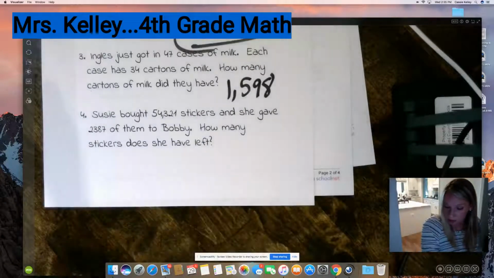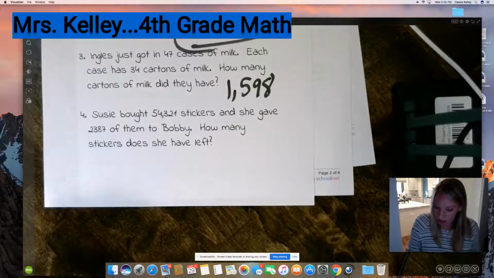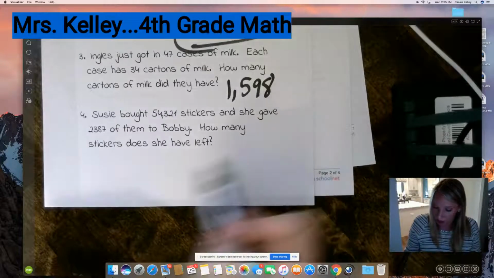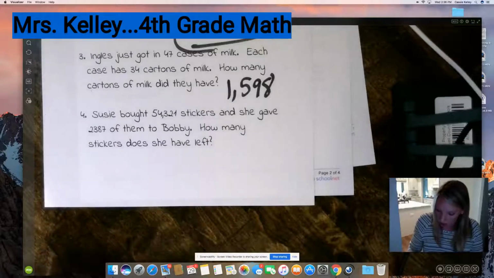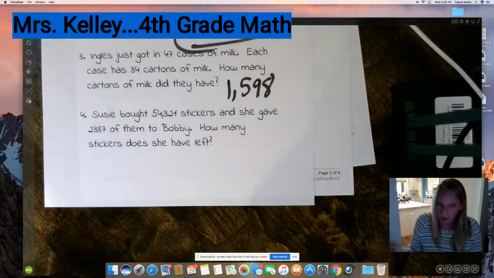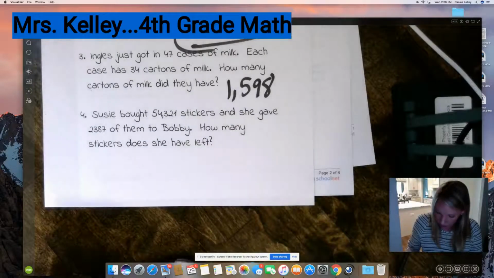Susie bought 54,321 stickers, and she gave 2,387 of them to Bobby. Now how many stickers does she have left? So this is a subtraction problem. 54,321 stickers is what Susie started with. Then she gave away some to Bobby. So when she gives them away, we're subtracting that from her total, right? 2,387.